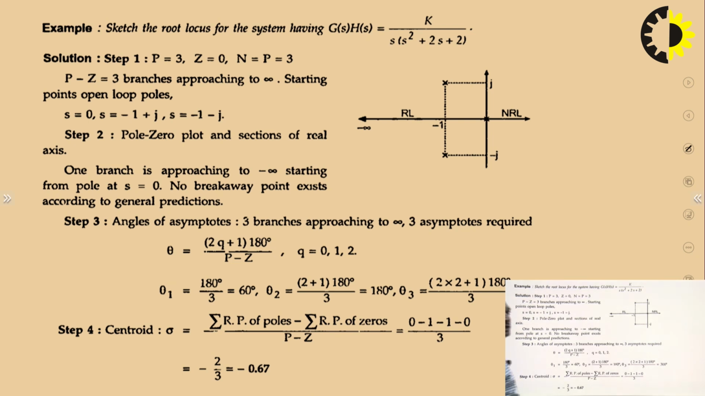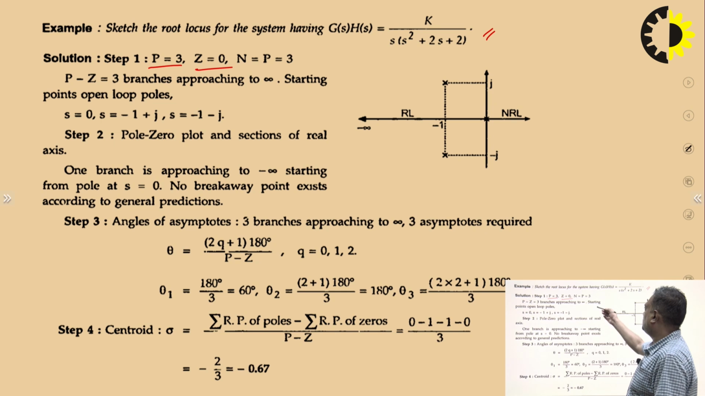Now we will see one complete problem. Sketch the root locus for the system having G(s)H(s) equals K upon s times (s square plus 2s plus 2). First of all, we will find out the number of poles and zeros in this given equation. Here you can see poles are 3, zeros there is no zero, Z equals 0, and the number of branches of the root locus is N, or P or Z, whichever is greater.